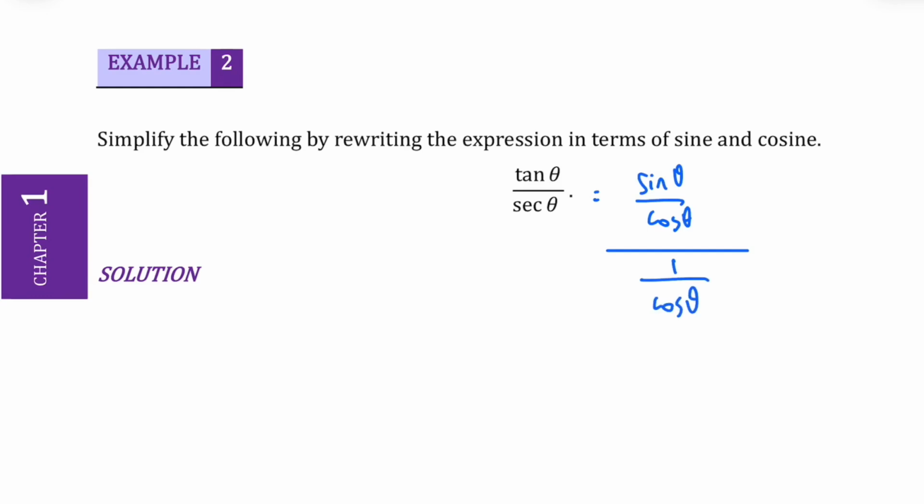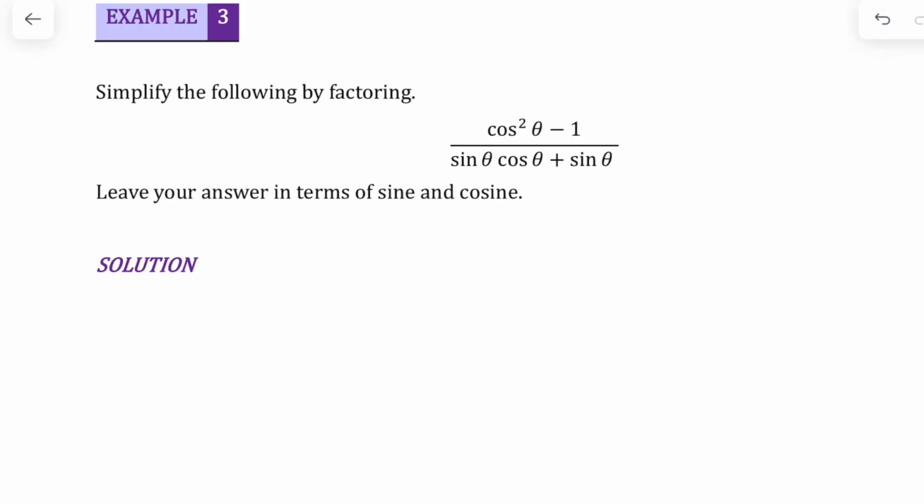So now you can see the common term here, cos and cos. Therefore, let us cancel out. And then you're left with the term of sine theta. So now this is the answer because we have simplified this expression in terms of sine and cosine. Moving on to example 3.